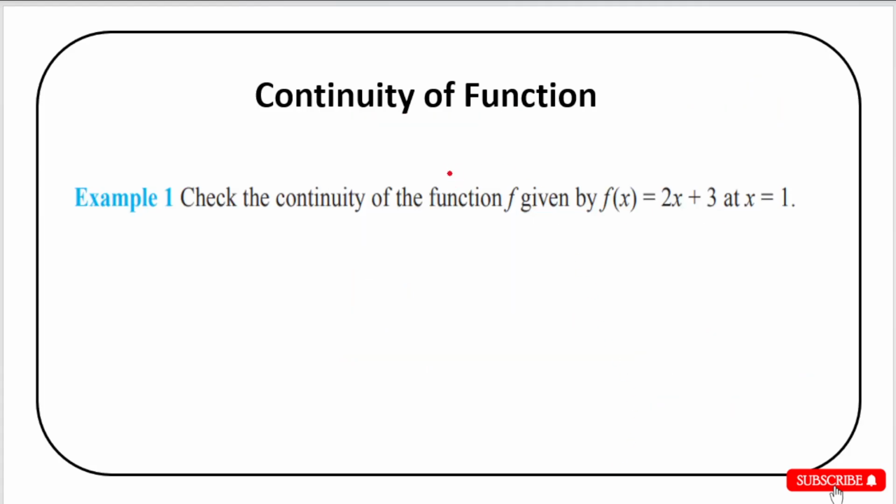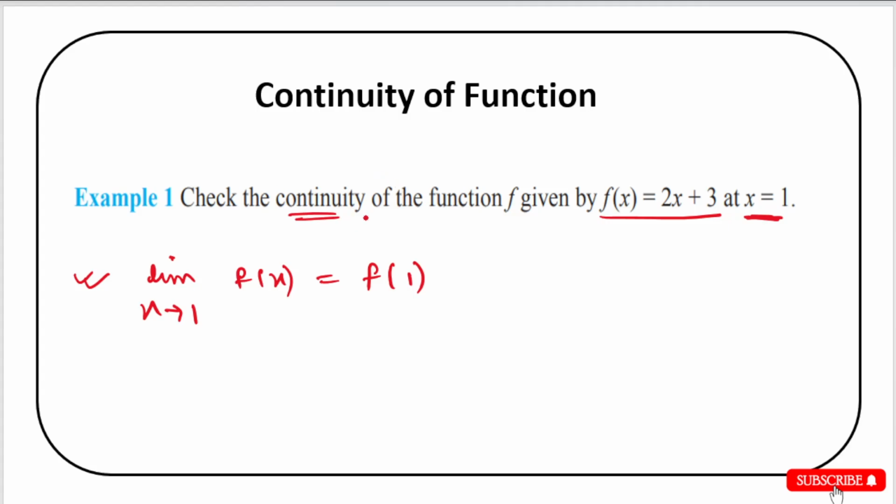Now let me solve some questions with you. Check the continuity of the function f, where f is given as this, at the point x equals 1. So all you need to check is whether limit x tends to 1 of f(x) is equal to f(1) or not. This is what you need to check. If this criterion is satisfied, you will say that the function is continuous. So let's do that.